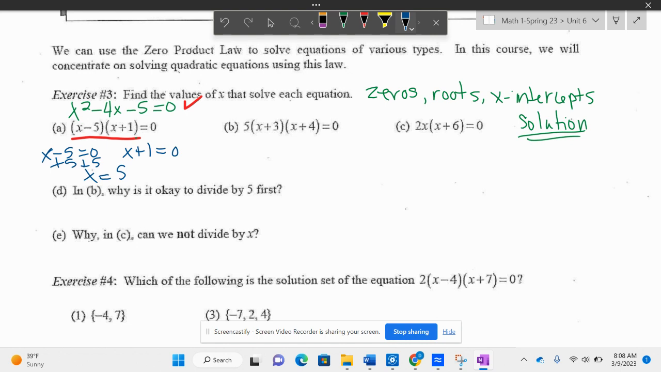What would I do with the x plus 1? Trying to solve for x. Subtract 1. So that means x equals -1. So these two values, x equals 5 and x equals -1, are the roots or the x-intercepts or the solution.